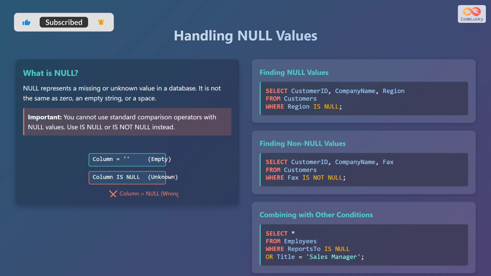The column equals empty string is empty, but the column is null is unknown. Also, column equals null is wrong. Let's look at some examples.